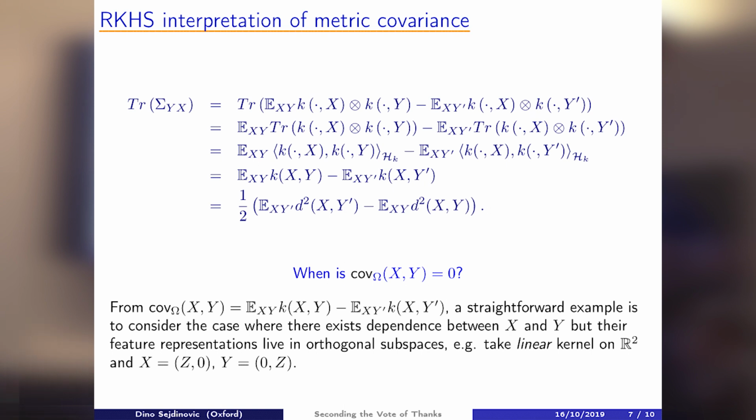So a straightforward example is to say that x and y are actually dependent, but their feature representations live in orthogonal subspaces. So we can just take a linear kernel on R squared and then have x be Z_0 and y be Z_1. So there's now a deterministic relationship between the two, but of course metric covariance is 0. So now, of course, this is with respect to a very specific metric, which is the Euclidean metric, that corresponds to the linear kernel, and it doesn't actually occur if we choose other metrics on the space.